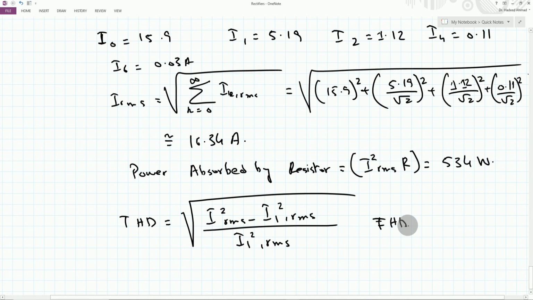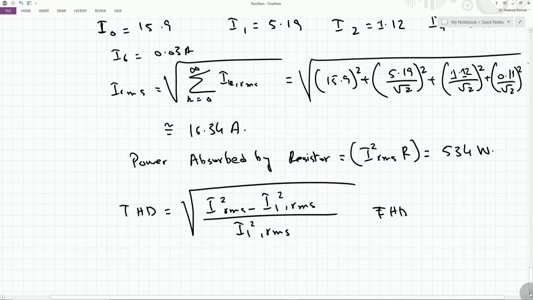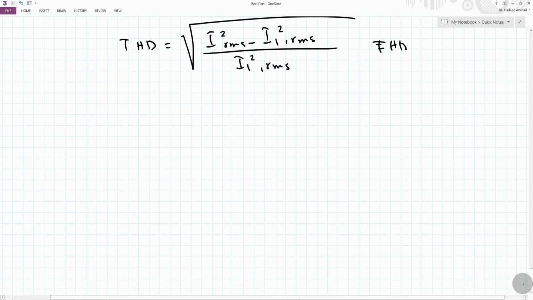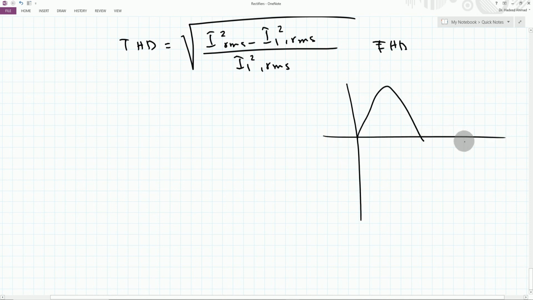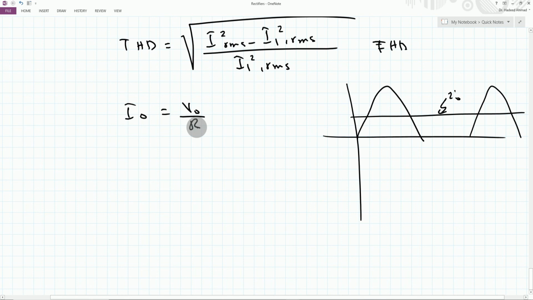So one thing here is that if we want to reduce the harmonics and we want to have an average load current which is entirely constant, something like this one, because the job of a rectifier is to provide constant output. So if I make this I naught something like this, this means that I naught is equal to V naught over R, but we have the inductance available here.